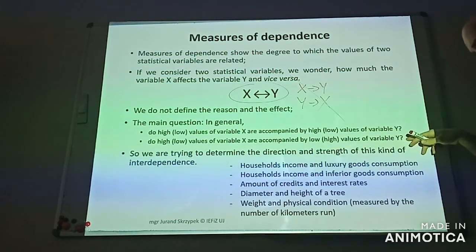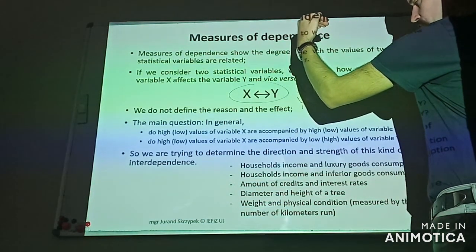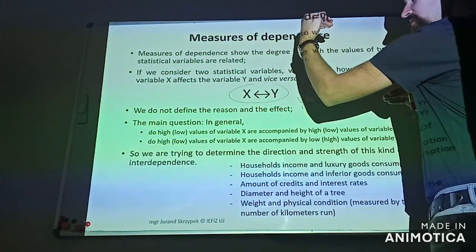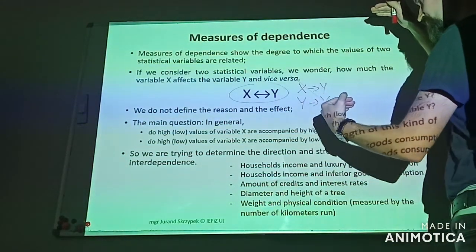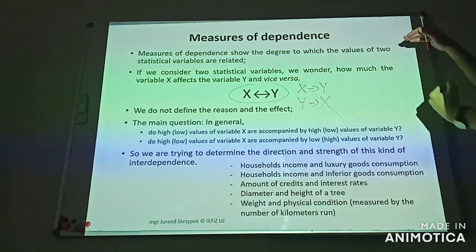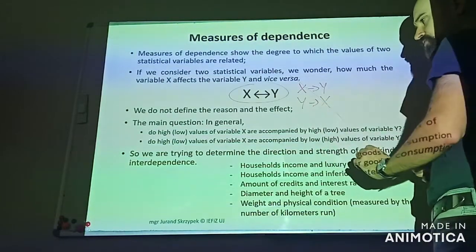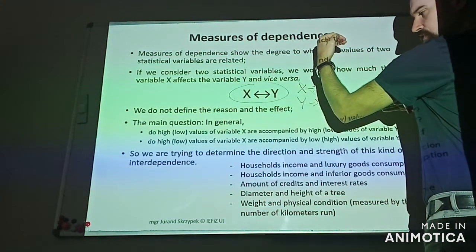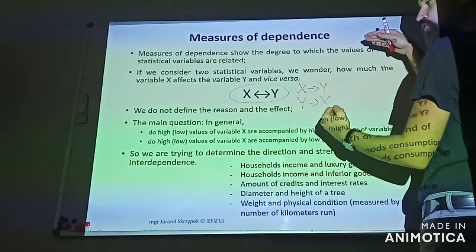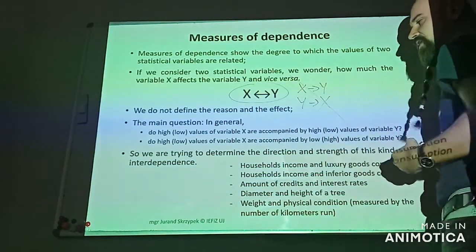And we can also meet the following situation. Are high values of variable x accompanied by low values of variable y? Or inversely, are low values of variable x accompanied by high values of variable y? We can also ask, do we observe, in general, of course, high values of variable x and simultaneously low values of variable y? Or do we observe, in general, low values of variable x and simultaneously high values of variable y?